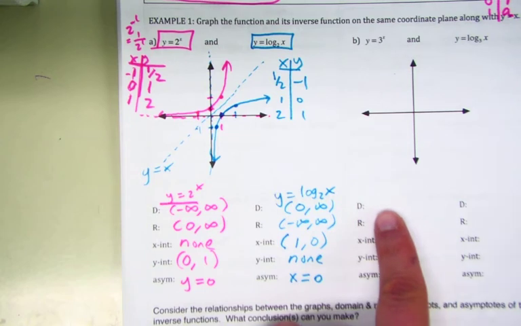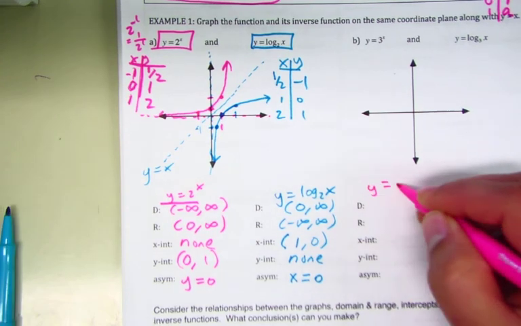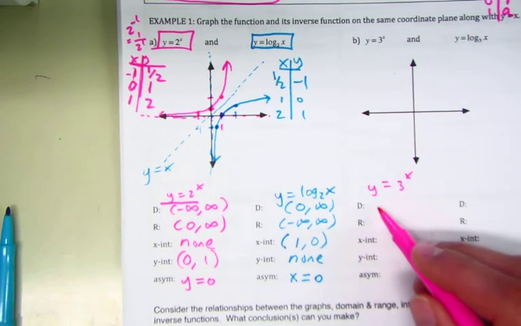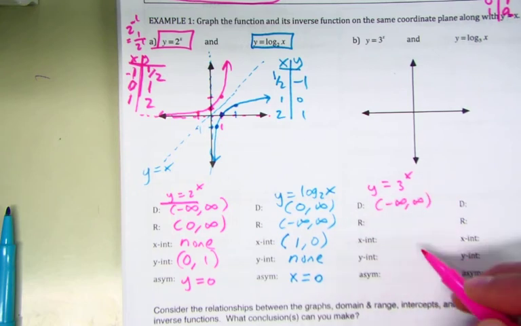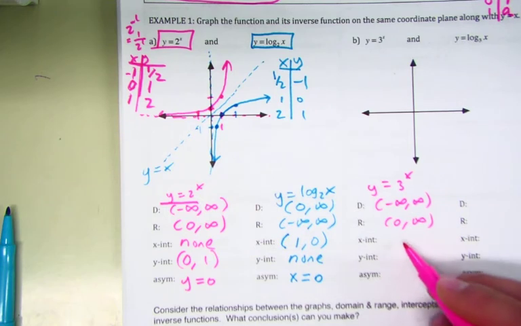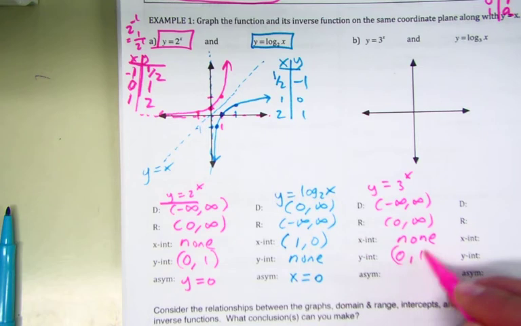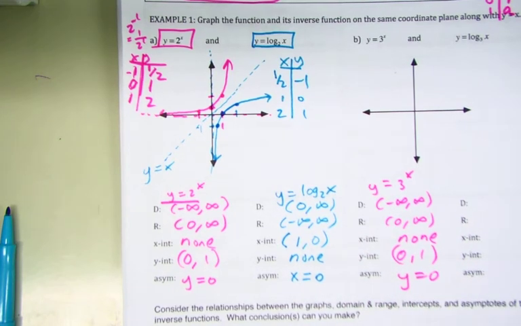Let's do this without graphing. Okay. I think we can do that, right? Y equals 3 to the x. What's the domain going to be? What's the range going to be? Any x-intercepts? Y-intercept? And? See how easy this is?